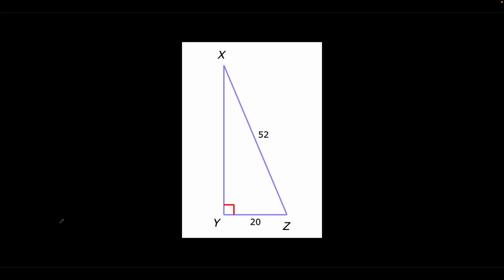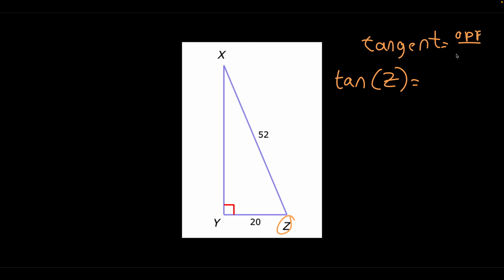Last one, tangent. Tangent, which is generally abbreviated to tan. Let's do the tangent of Z here. The definition for tangent is the opposite side over the adjacent side. So from Z, this would be the opposite side, which we don't know. This would be the adjacent side, and this would be the hypotenuse.